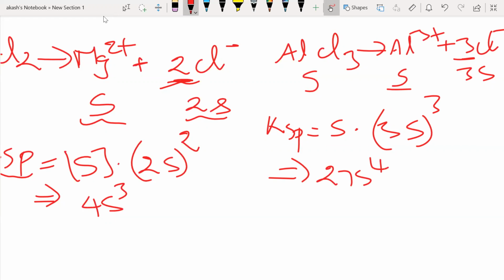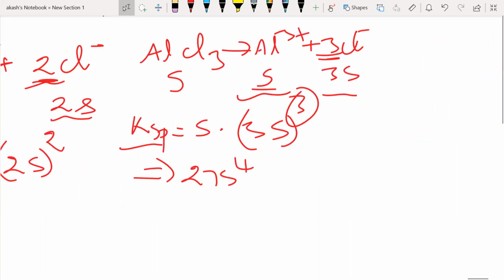Any salt given now, you'll be able to do it. You have to make sure that you do the stoichiometry properly, and also that you put the powers of the stoichiometric coefficients correctly when you write the KSP. That's it. Now this is about the solubility product. Only solubility product is not going to be really helpful. As I told you, these two values are to be compared. That's the application part.